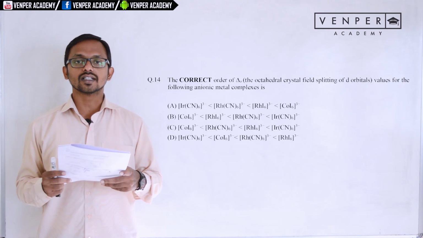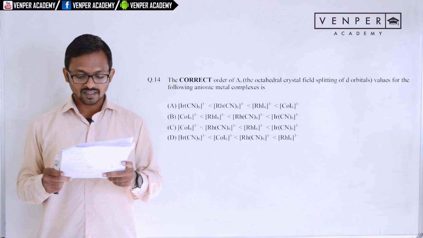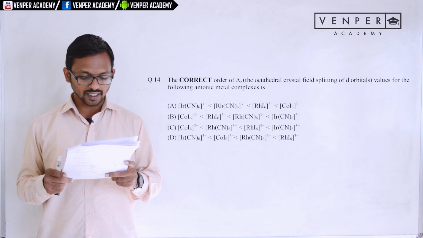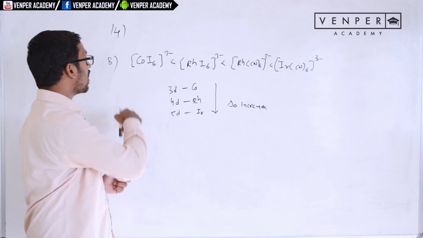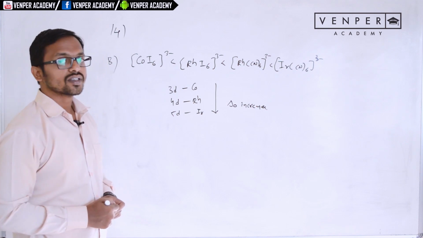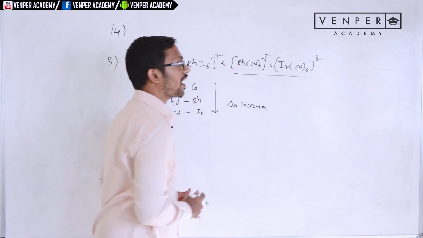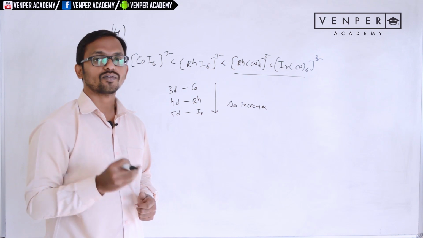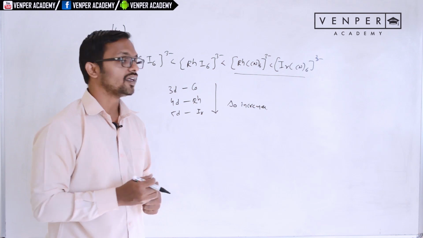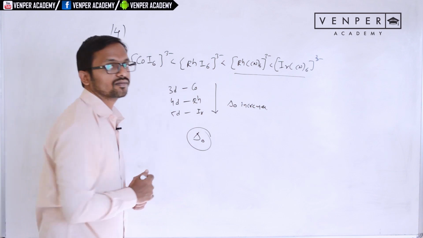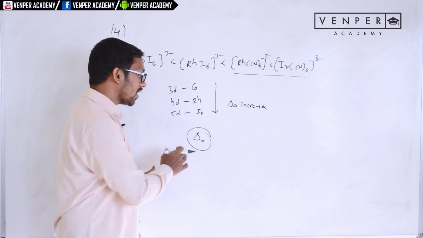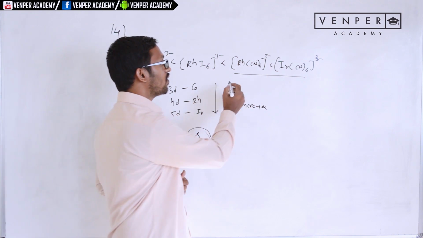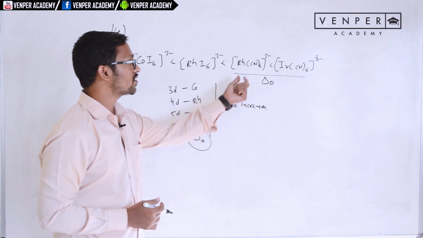Question number 14. The correct order of delta O, that means the crystal field splitting of the d orbitals, values for the following anionic metal complexes is? Here if we see option B, the first thing is these two have the same kind of ligands. Here we have the cyanide, which is nothing but a strong field ligand. As a result, we will have more delta naught values. As we know, delta O values are more for strong field ligands. That is the reason why we have more delta O values for these two compounds.